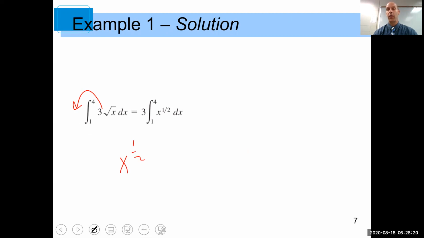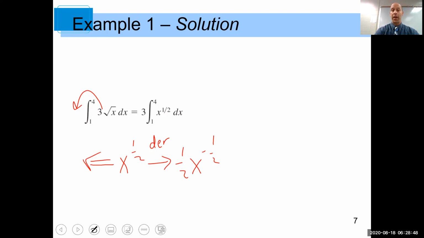So let's review our power rule for integration. Remember, when we did the derivative, we take the exponent, put it in the front, and then subtract 1 from it. So if we were doing the derivative of this, it'd be 1/2 x to the negative 1/2. That'd be the derivative. But what if we want to go this way instead? What if we want to integrate?